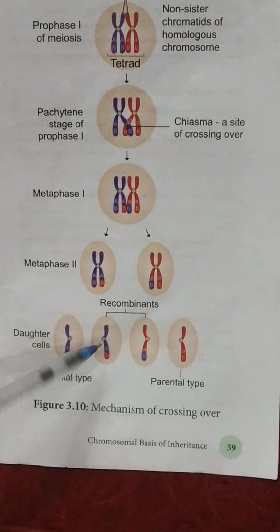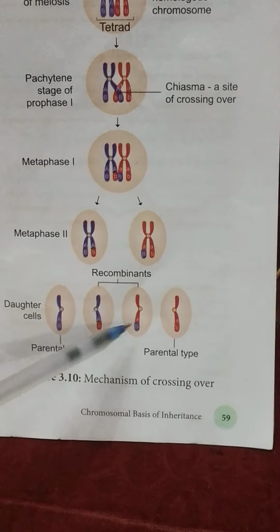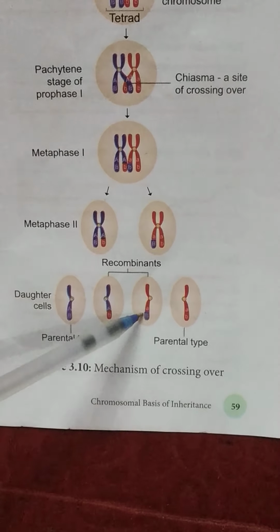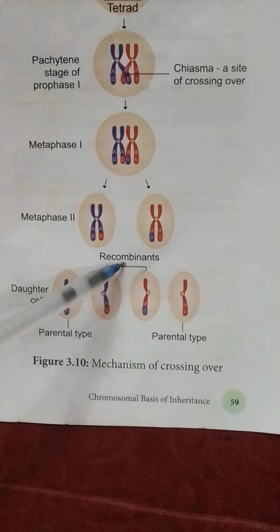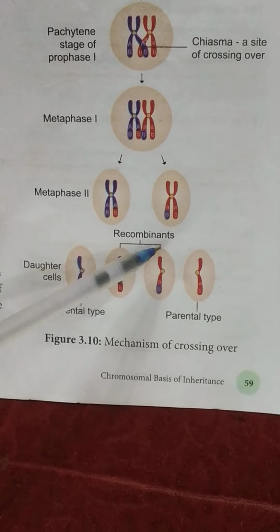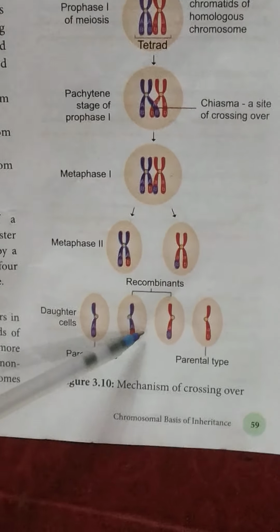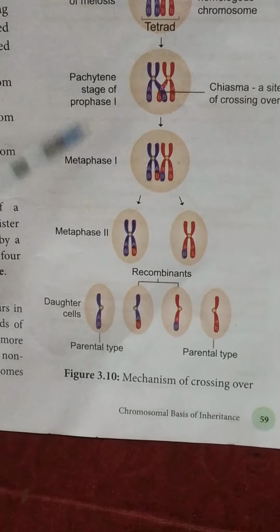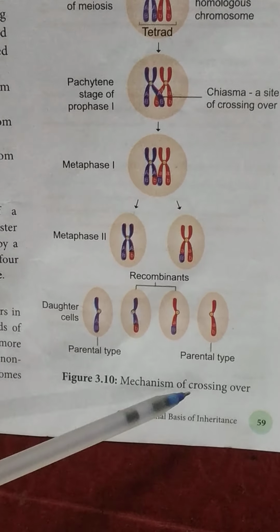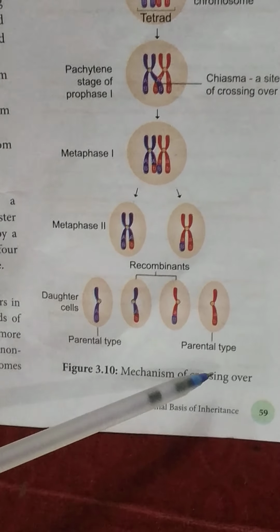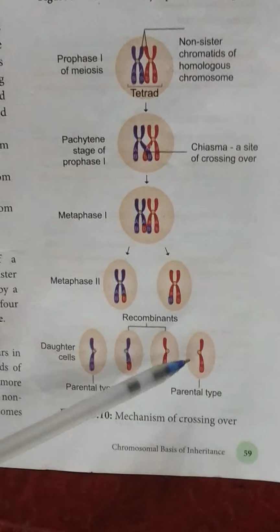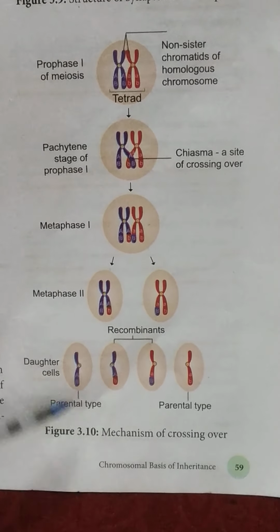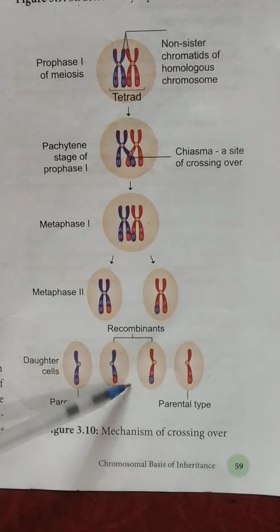But when you look at the second and the third, this is because of the crossover that takes place. They are called recombinants. You can see here, recombinant, because of the crossing over, they exchange the chromosomal segment. So these are the 4 stages of the mechanism of crossing over. This question can be asked as a 5-mark question with the diagram. You have to draw and explain the 4 stages.